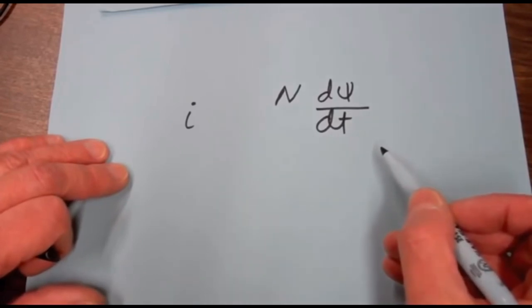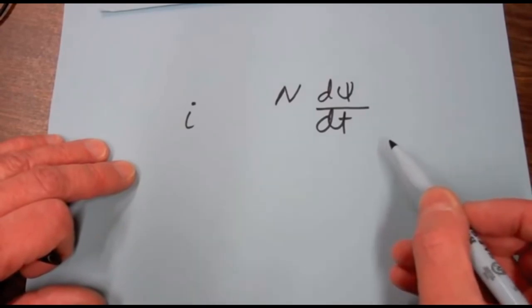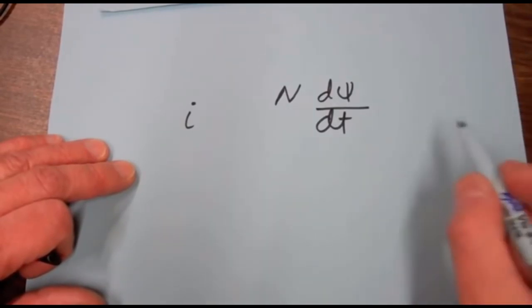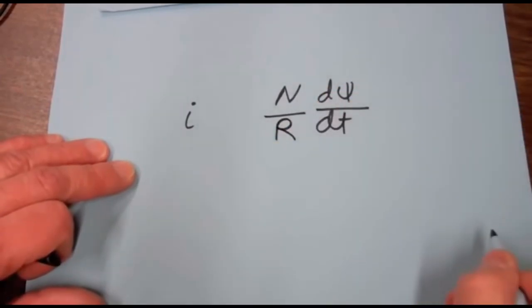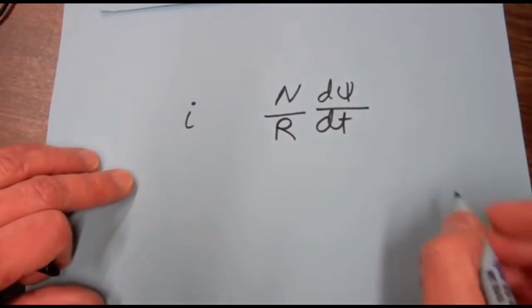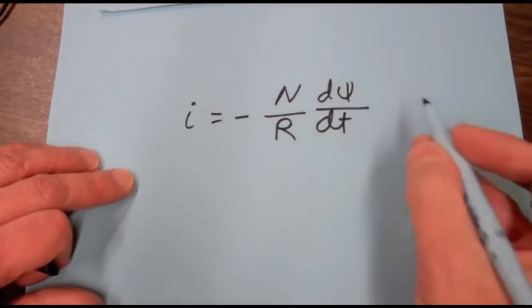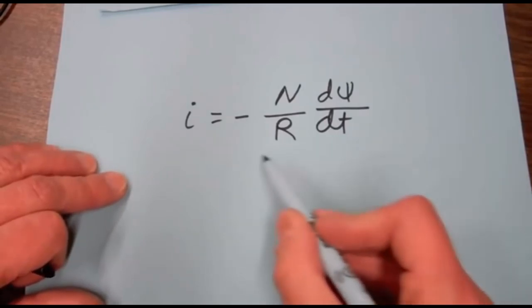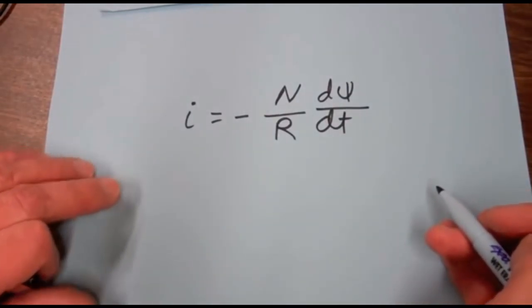Now, if we were to monitor the resistance of the whole circuit, that is of the coil and the wires and the ammeter, we would find that the current was inversely proportional to the total resistance of the circuit. Now, this equation is usually written as I is equal to minus N over R d psi dt. And we'll talk about the significance of this minus sign in a future video on Lenz's law.